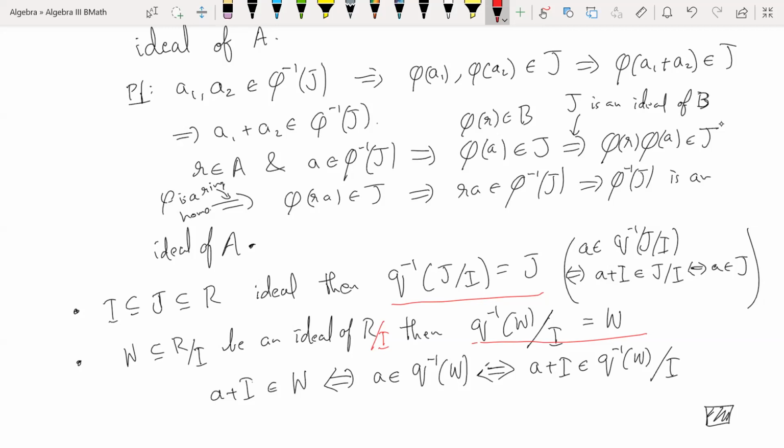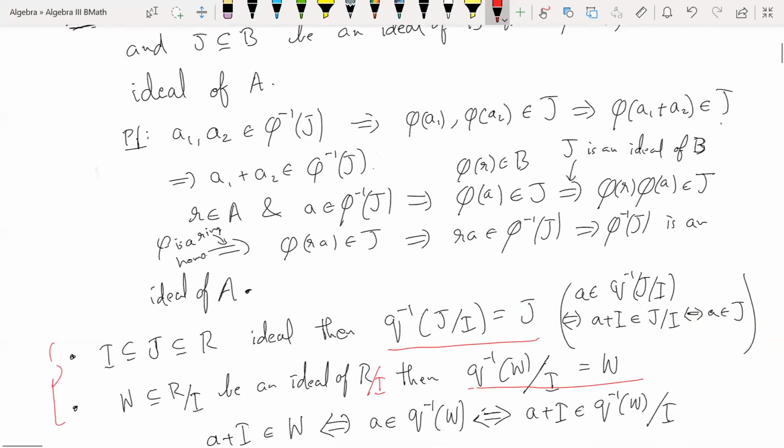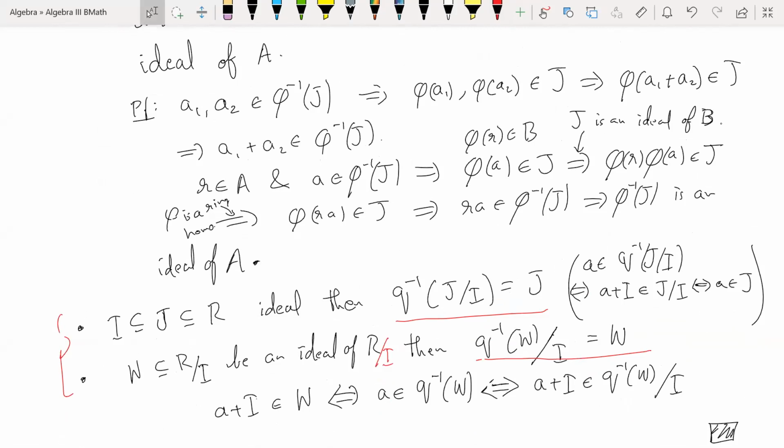So we have shown that these two maps, J going to J mod I and W going to Q inverse W, are inverses to each other. So these two statements say that they are inverses to each other, and hence we have a bijection. Okay. So this is just a verification statement. There is no trickery, no depth, no computation, anything. It's just verifying it. Okay.